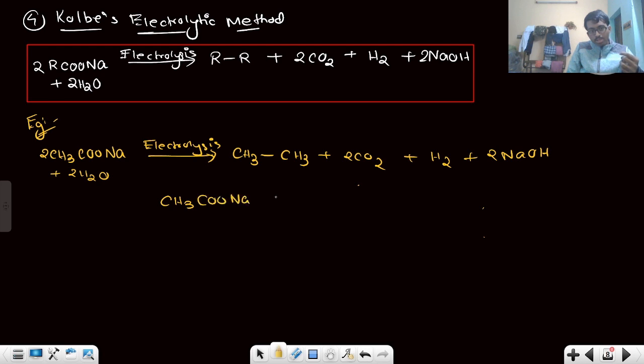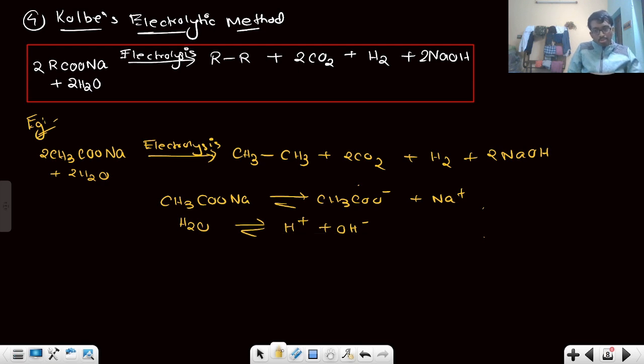Now let us write the dissociation. CH3COONa dissociates as CH3COO minus plus Na plus, no doubt, and water also will dissociate. Water dissociates as H plus plus OH minus. Now according to your knowledge of class 10, who should go to the cathode, sodium or hydrogen? Definitely hydrogen, because whoever is below in the electrochemical series has a higher standard reduction potential. You will learn this in electrochemistry in class 12; in class 10 you learned the electrochemical series only. So hydrogen will go there.